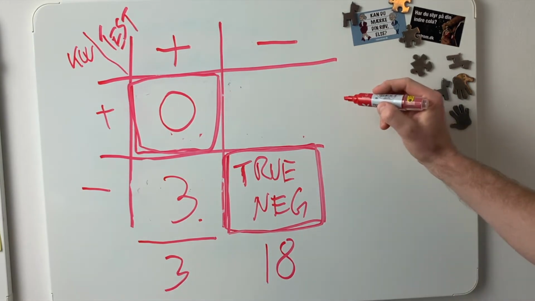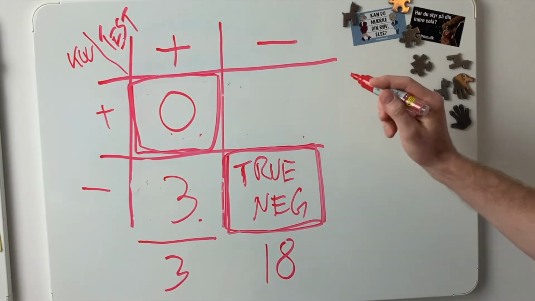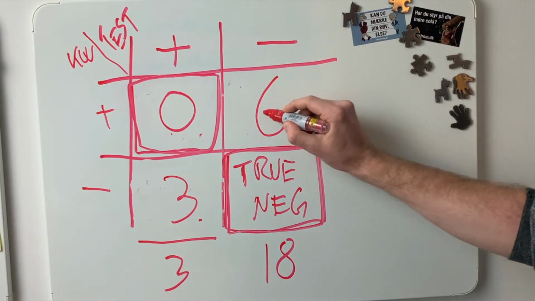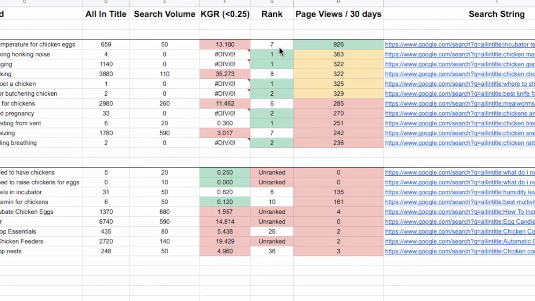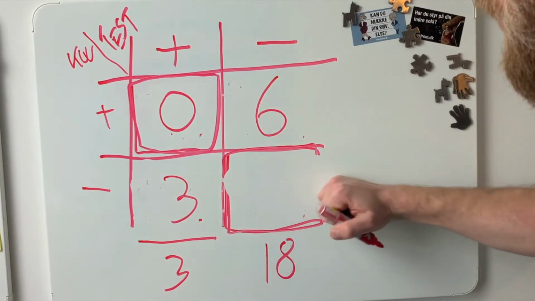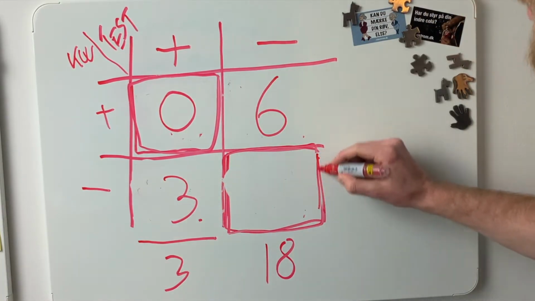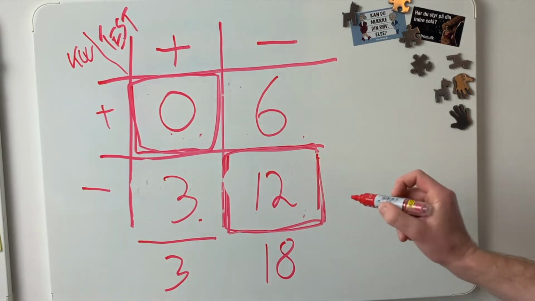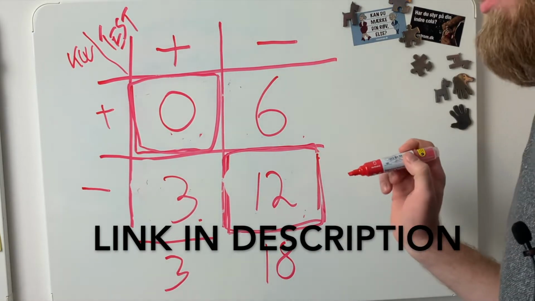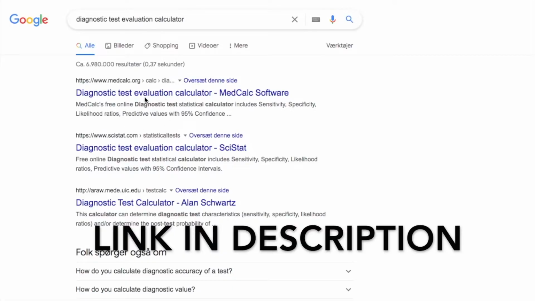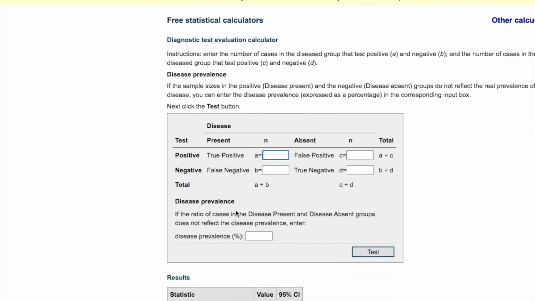Out of the 18 the test has shown us is not a good keyword, actually six of those has shown to be somewhat good. And monthly traffic with about 300 isn't great, but it's better than nothing, right? And that leaves us to what is called the true negatives to be 12. And now we can add this into the online calculator. There's a link in the description for that calculator. I go to this diagnostic test evaluation calculator, and we're going to add in our numbers.